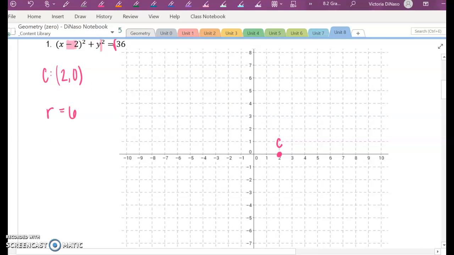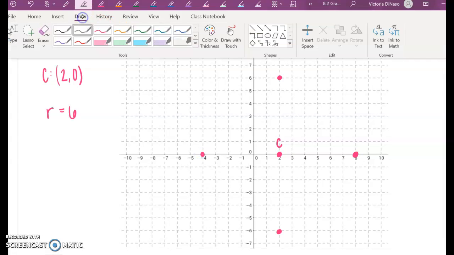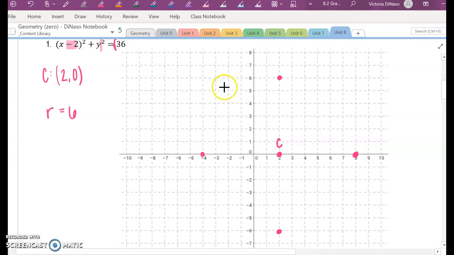We're going to count from the center up 1, 2, 3, 4, 5, 6. There's 1 point, that's the highest point of this circle. Then I'm going to go to the right, 1, 2, 3, 4, 5, 6. Then I'm going to go down, 1, 2, 3, 4, 5, 6, and then to the left, 1, 2, 3, 4, 5, 6. The last thing that we have to draw is the actual circle.